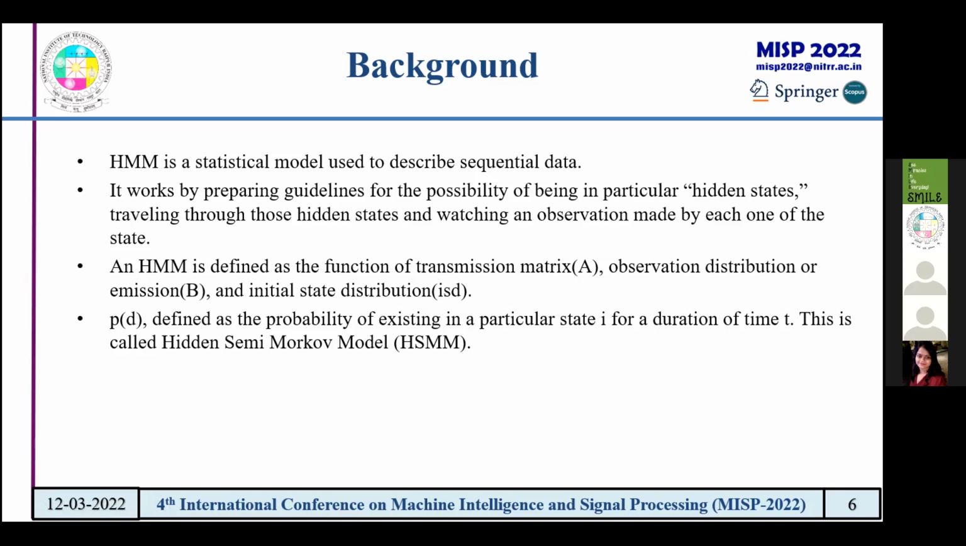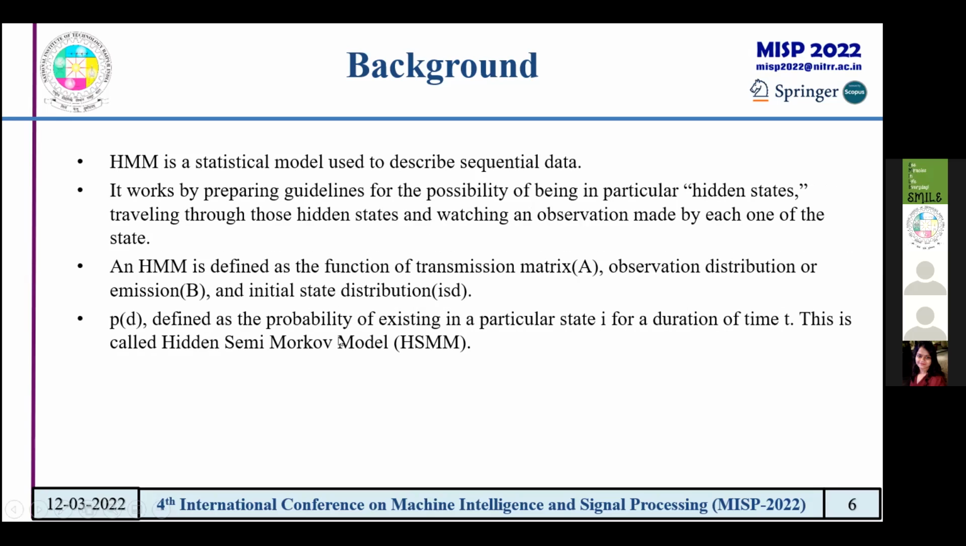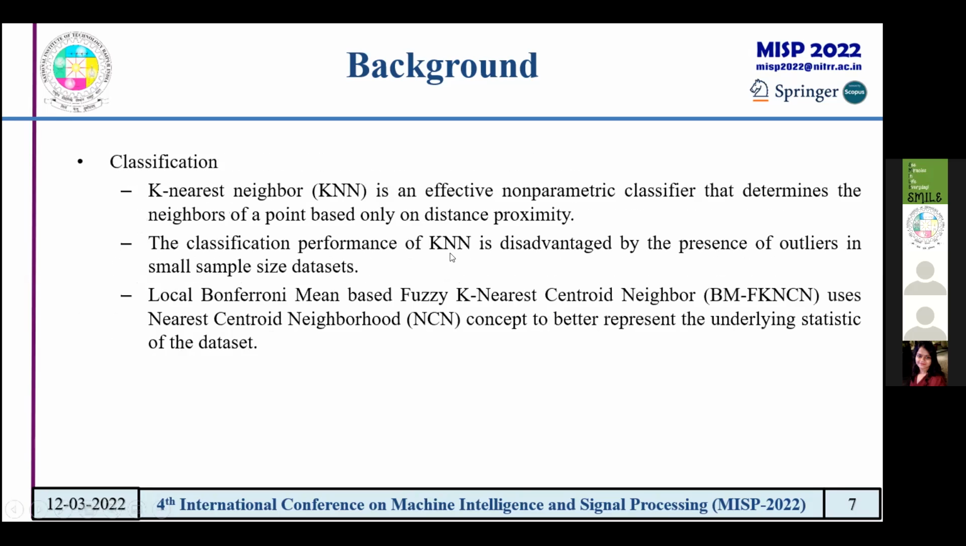Based on those 409 signals, this HMM is trained in this work. After training, it is applied to the rest of the data, apart from these 409, and the audio signals are classified into these four: S1, S2, systole, and diastole. After doing that, now the classification.